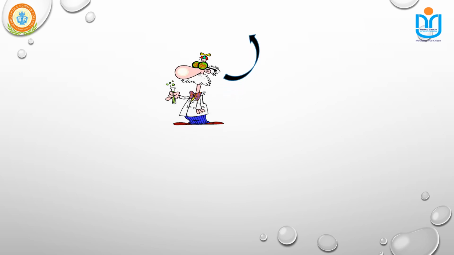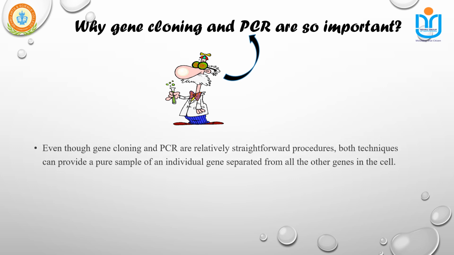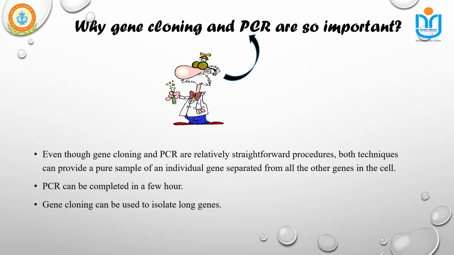Now, why are gene cloning and PCR so important? Even though these procedures are straightforward, both techniques can provide a pure sample of an individual gene separated from all the other genes in the cell. PCR can be completed in a few hours when compared to gene cloning, which requires maybe a week or a month to get the clone. Gene cloning can be used to isolate long genes, whereas in PCR only small fragments of DNA can be processed.